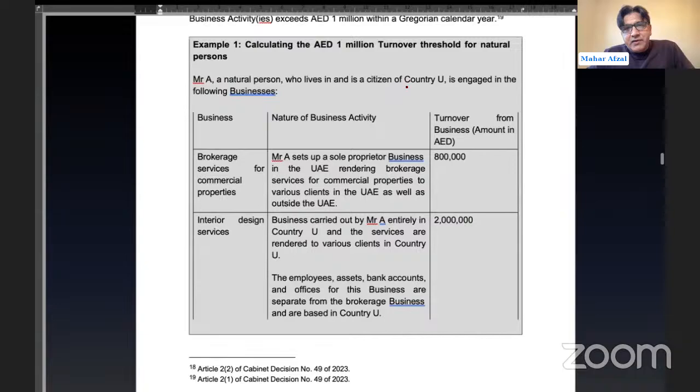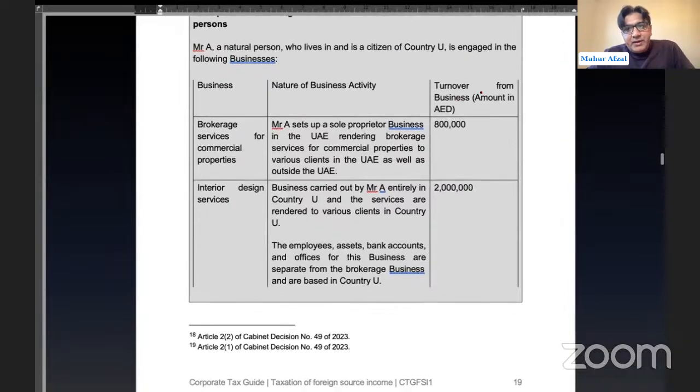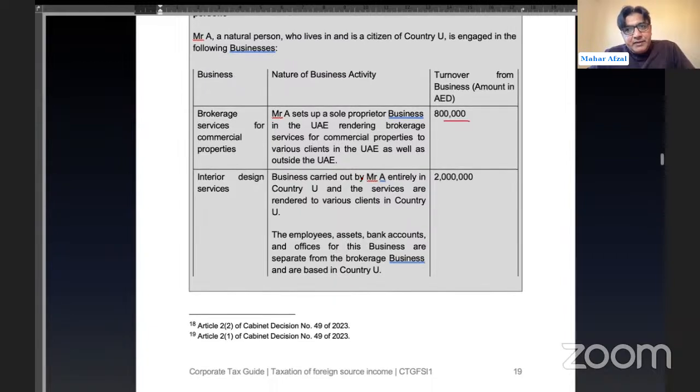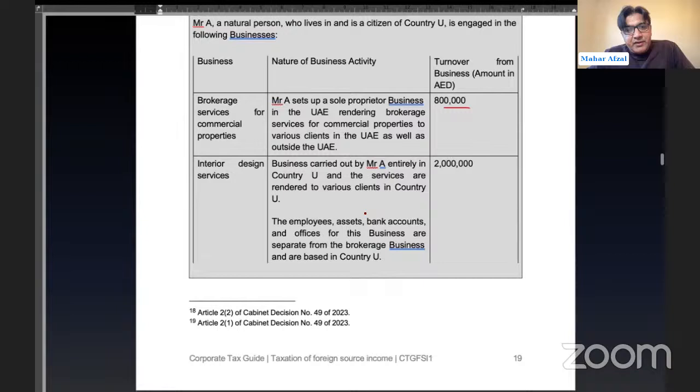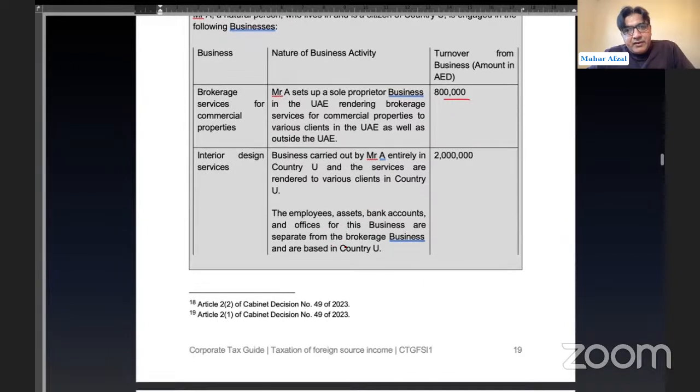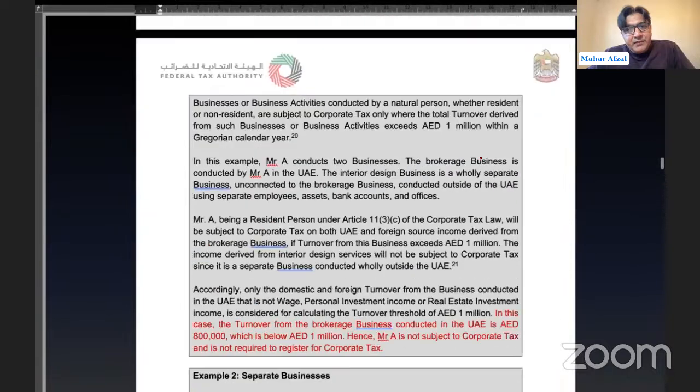A natural person who is a citizen of the UAE is engaged in the following business: brokerage and interior design, with a turnover from the business of 800,000. He set up a sole proprietor business in the UAE, rendering brokerage services for commercial properties to various clients in the UAE as well as outside the UAE. The business is carried out by A entirely in the UAE, and the services are rendered to various clients in country U. These are the services in the UAE. These are the services out of the UAE.